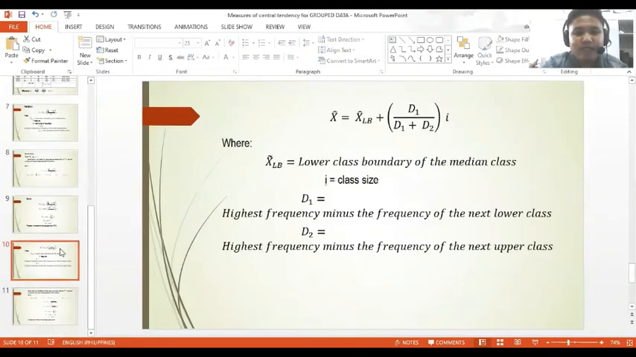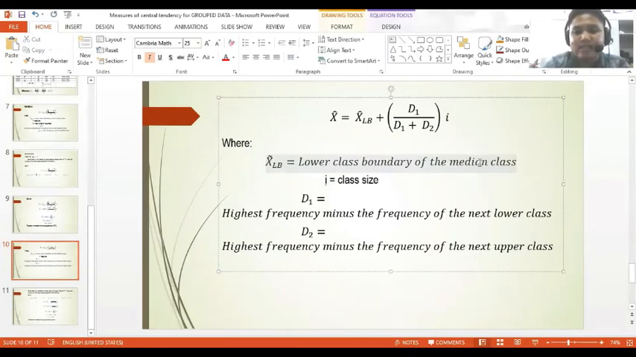So, next, the last part natin is the mode. So, ang mode na formula nito is X sub LB plus, dito nang is D sub 1 all over D sub 1 plus D sub 2 times I sa labas or class size natin. Where X sub LB is the lower class boundary of the modal class dapat ito. Ang I natin is the class size, yung sa step 3 natin kanina ng solve sa frequency distribution table, that is 5.